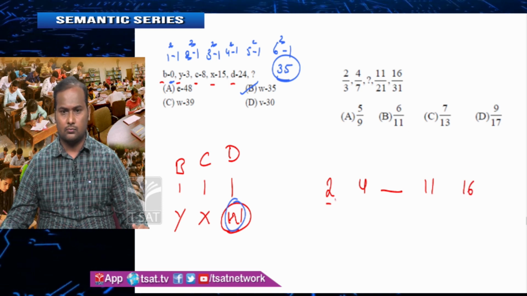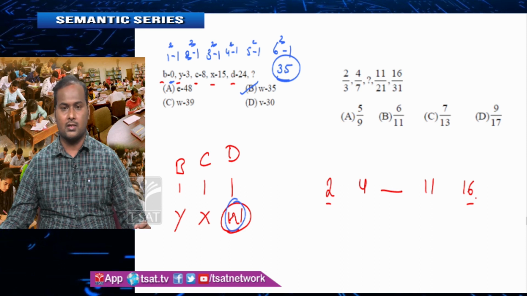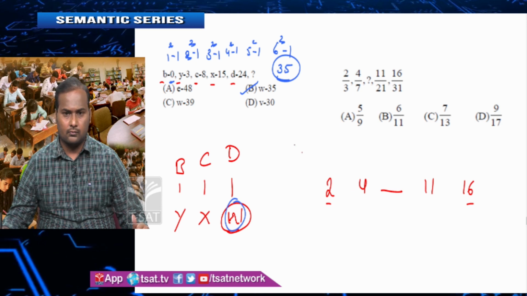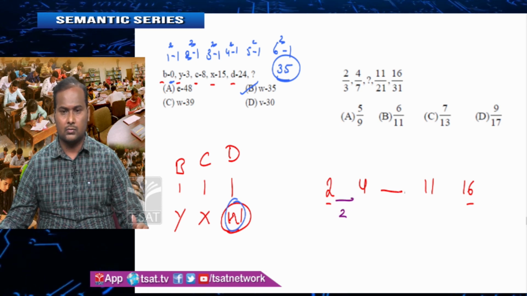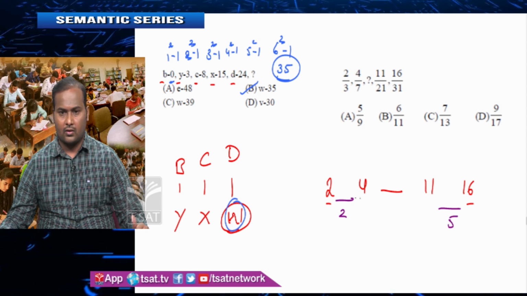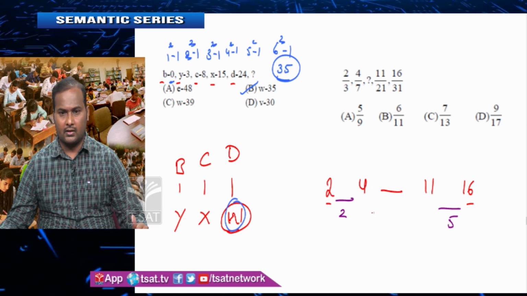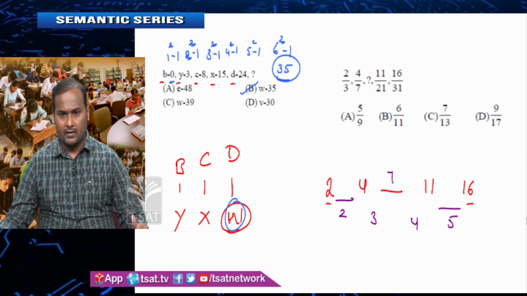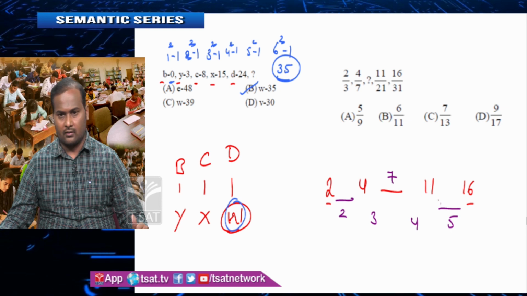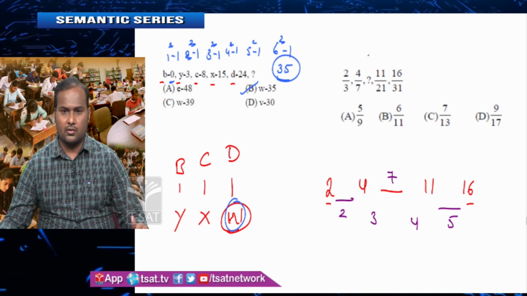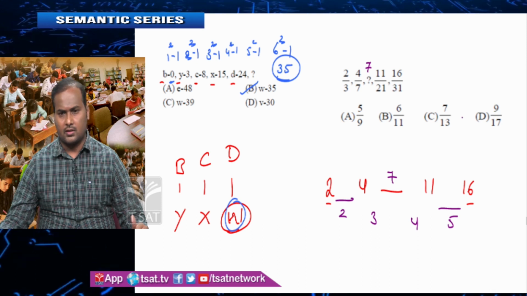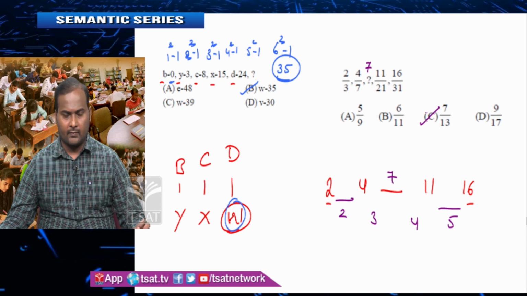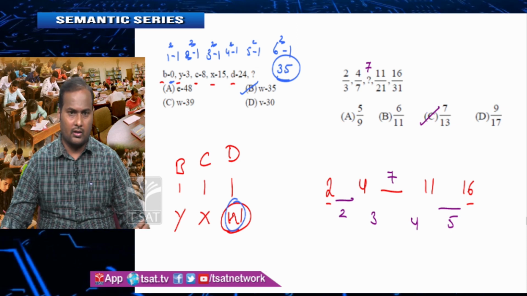So here 2 and 16, there is not much increase. So obviously I will take the difference. What is the difference between 2 and 4? The difference is 2. Here the difference is 5. So here 2, and here 5. Obviously here the difference will be 3 and 4. So 4 plus 3 is 7. 7 plus 4 is 11. 11 plus 5 is 16. So your answer will be 7. You see in the options there is only one option that has numerator 7, that is option C. Anyway, we will check the denominator also.